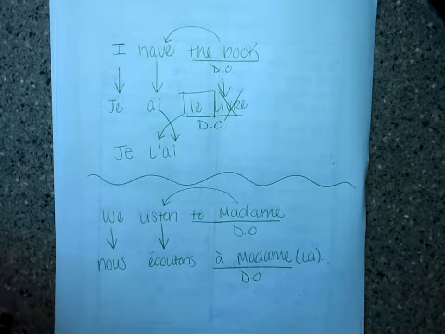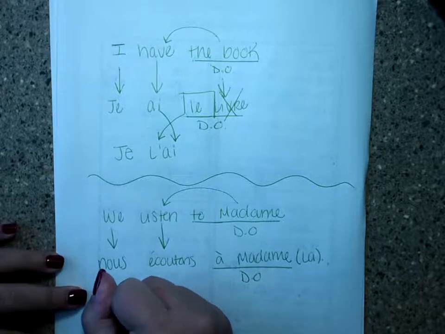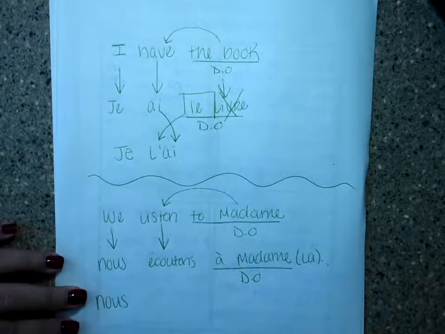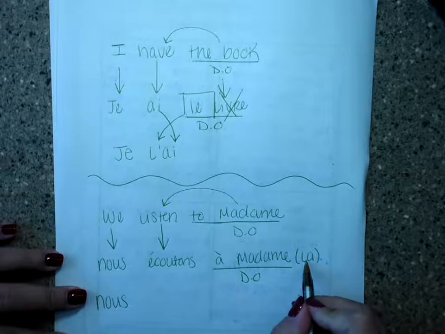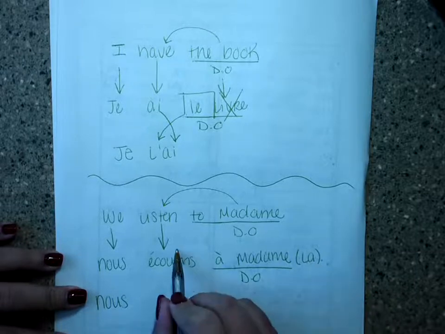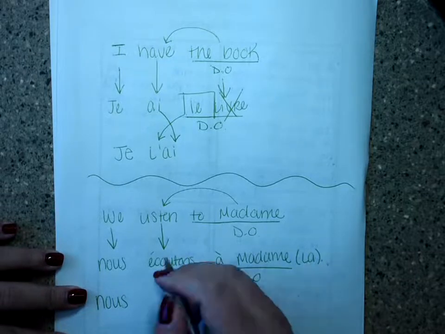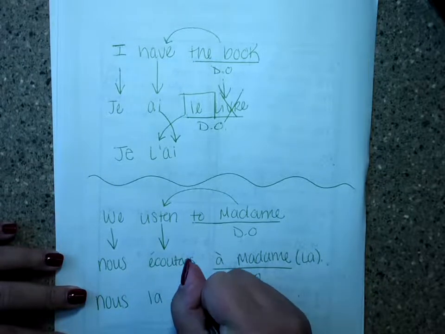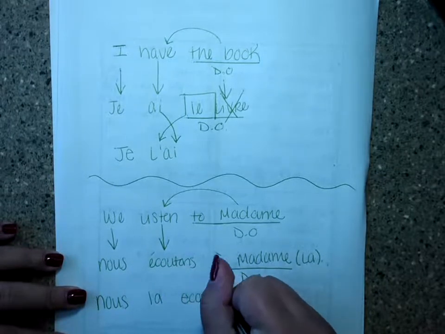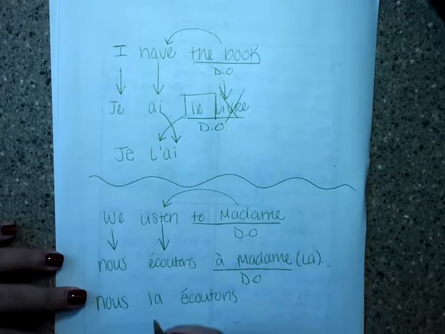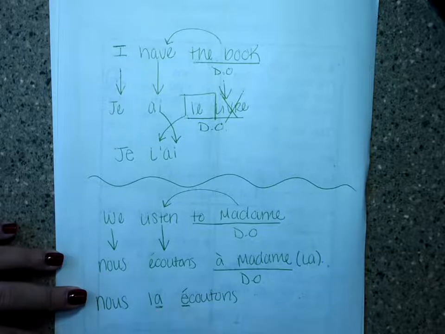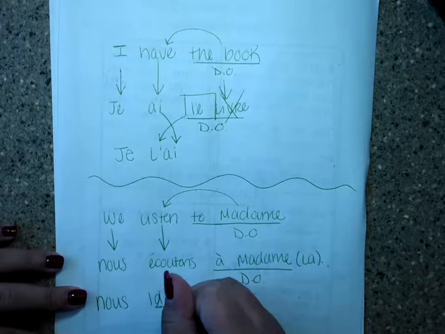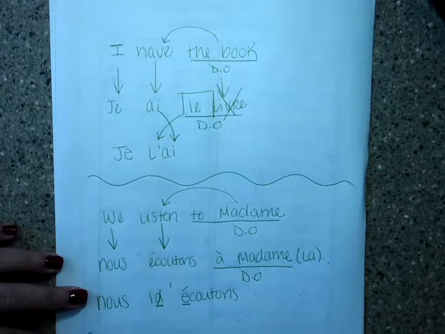So now we need to write our sentence. So we're going to write our subject first, so nous. Now we need our direct object pronoun because we only have one verb, so it's going to go before. So we have nous, la, and then we have écoutons. Now, because I have two vowels next to each other, what's going to happen with my la? It's going to drop the A and become an apostrophe. So nous l'écoutons. We listen to her.